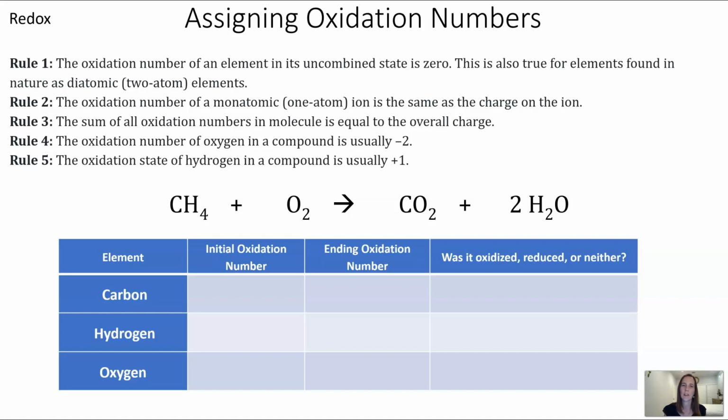So if you just have a single neutral atom, it has an oxidation number of 0. This is also true for elements found in nature as diatomic elements. So for example, oxygen is often found as O2, so that's diatomic, two atoms combined together. And each atom within that molecule has an oxidation number of 0 in that case.